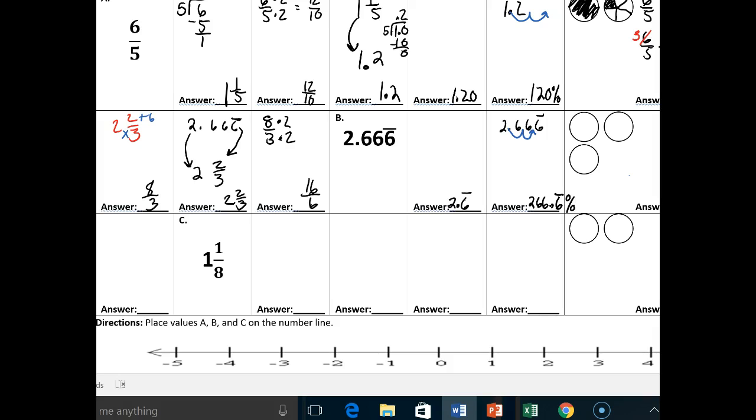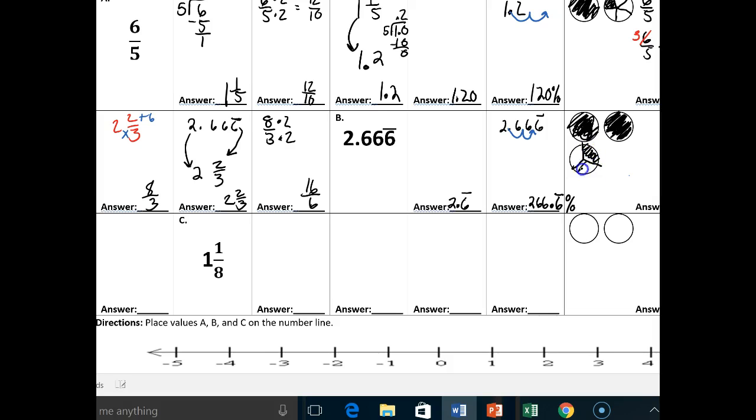How do I make the pictures out of this? Well, I have 2 wholes, so I color that in as nice as possible. You should be able to do a better job than I am. And then I divide this into thirds, all right? And 2/3 of it's going to be filled in.